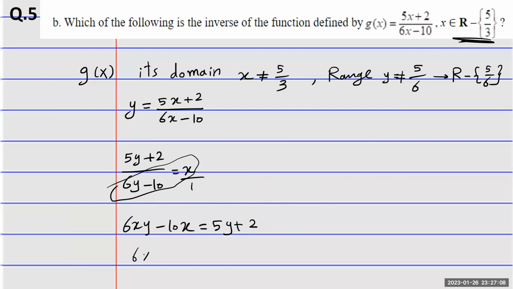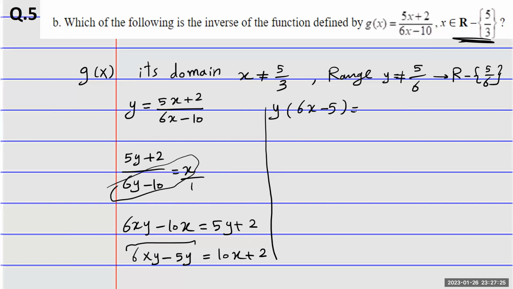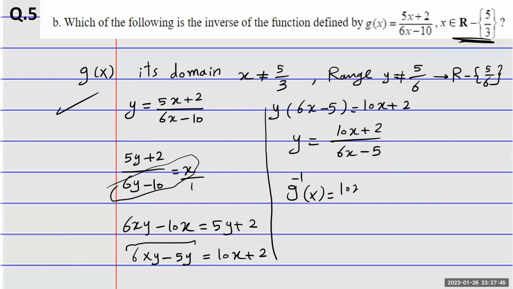Collect y on one side. So you have 6xy minus 5y is equal to 10x plus 2. After that, take y as a common factor from the left-hand side of the equation. You have left inside 6x minus 5 is equal to 10x plus 2. So the y now is 10x plus 2 over 6x minus 5. And this is really g inverse, the inverse function of the given function, 5x plus 2 over 6x minus 10: 10x plus 2 over 6x minus 5.